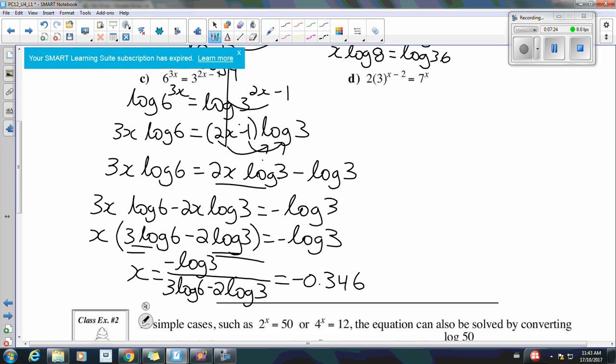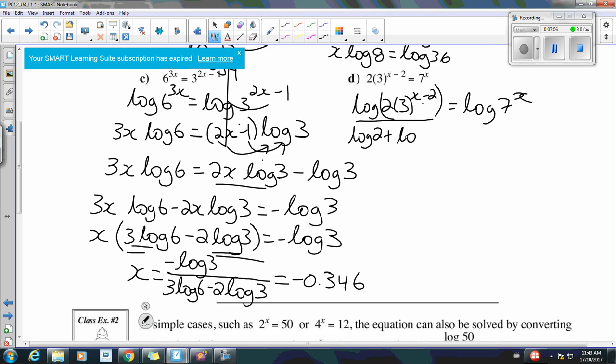Okay, we'll do D as well because these are getting pretty tricky here. So we have 2 log 3 times x minus 2 equals log of 7 to the x. So when I take the log of both sides, I cannot immediately bring that exponent down on this first logarithm here because the exponent is only being applied to the 3, not to the 2.